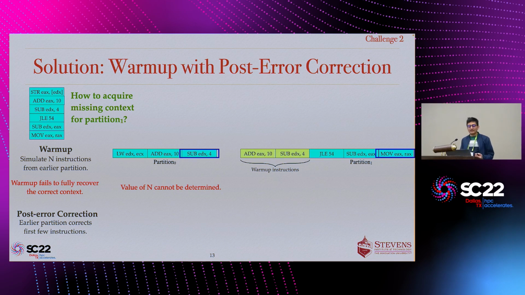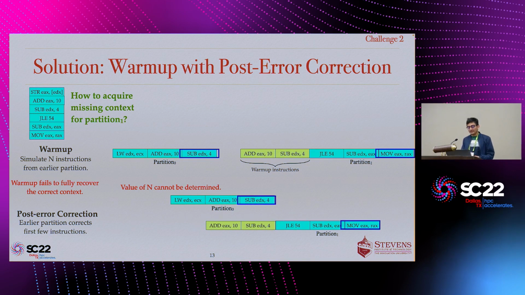So here what we do is the earlier partition corrects the first few instructions of the next partition. So here, after partition 0 and partition 1 finish their simulation, we use partition 0 to correct the first few instructions of partition 1. So here, partition 0 corrects JLE and sub-instruction prediction for partition 1. And we perform this kind of correction till the number of context instructions for both partitions is the same. For more details on how we figure out the number of contexts and how we compare them, you can look into more details in our paper.